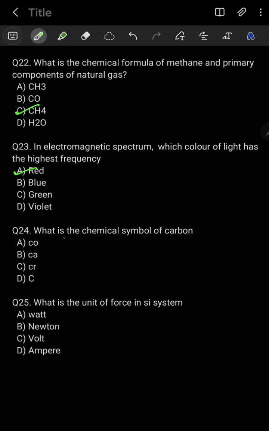Question number 24. What is the chemical symbol of carbon? Option D is the correct option, C. Question number 25. What is the unit of force in the SI system? Option B is the correct option, Newton.